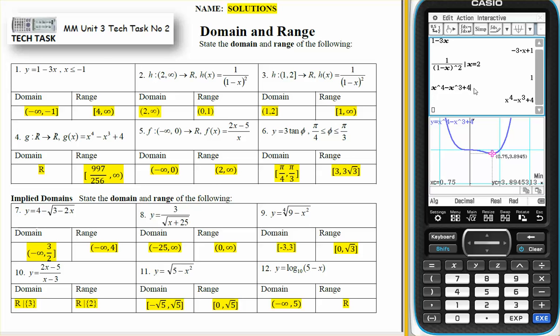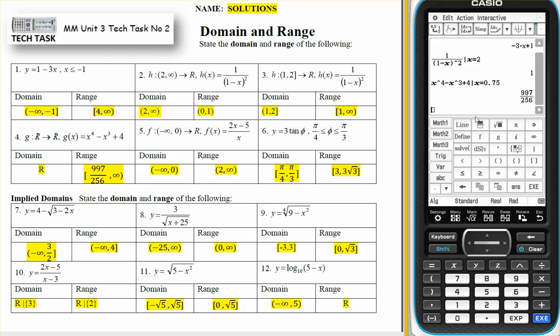So if I go up in here and I take given x equals, and I want x to equal 0.75. So I take from what I knew about the x value, 0.75, and make sure that I'm in standard, and then I press X, and there's where my 997256 comes from.